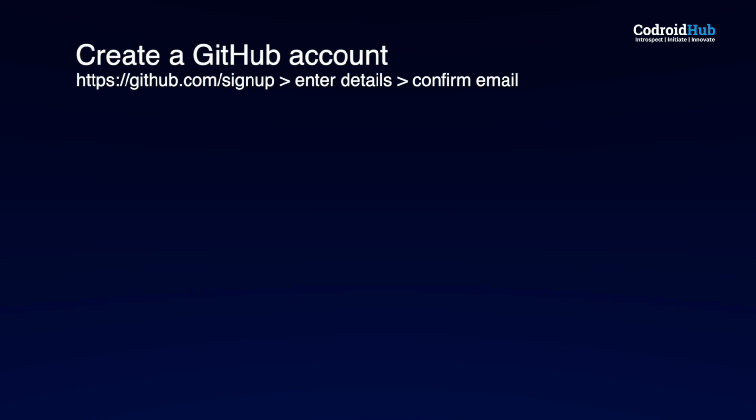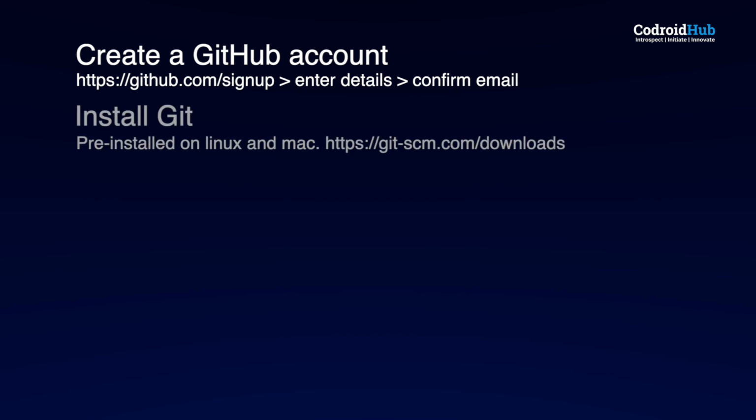To get started with Git, go to github.com and create an account. You will need to confirm your email to complete account registration. Next, you will need to install Git on your computer. Git comes pre-installed on Linux and Mac. And for Windows, you can go to git-scm.com/downloads to download the installer.